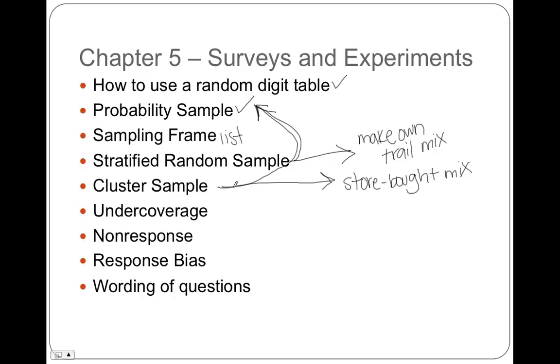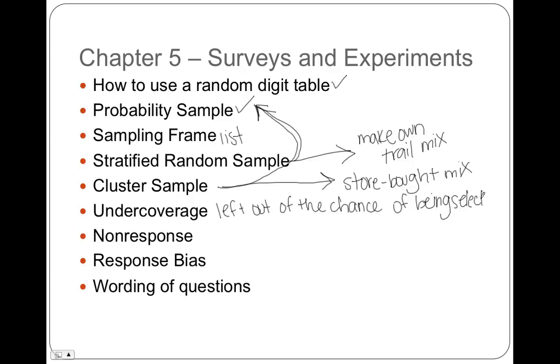Okay, so did I choose a few previously mixed groups? If so, that's a cluster sample. Or did I choose some individuals from each of a few homogeneous groups? Then that's a stratified random sample. Undercoverage and non-response. Undercoverage means that there are individuals who are left out of the chance of being selected.